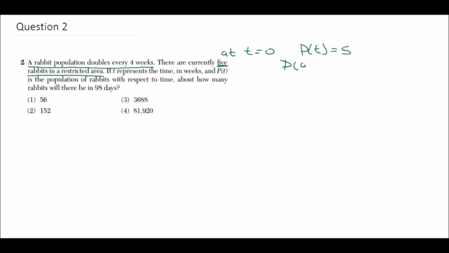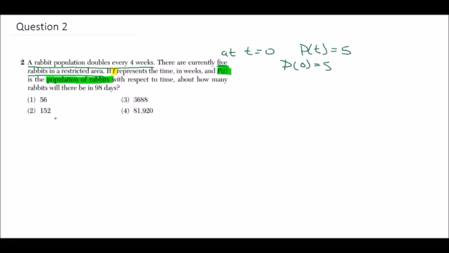Or we can think of that as p of 0 is equal to 5. And t represents the time, as it usually will, and p of t is the population of the rabbits with respect to time. About how many rabbits will there be in 98 days? So again, there are a couple of different ways we could do this question.